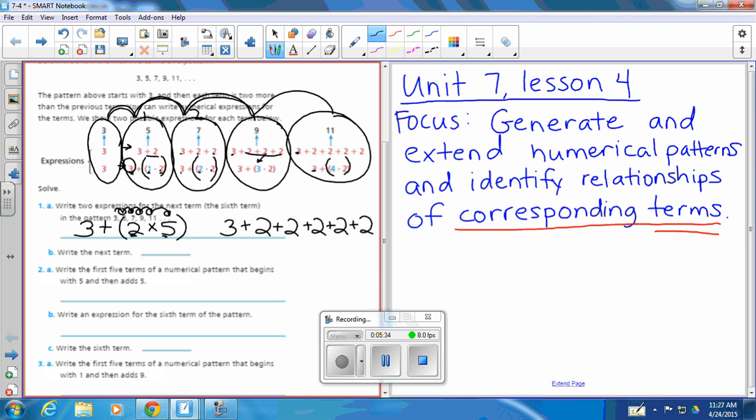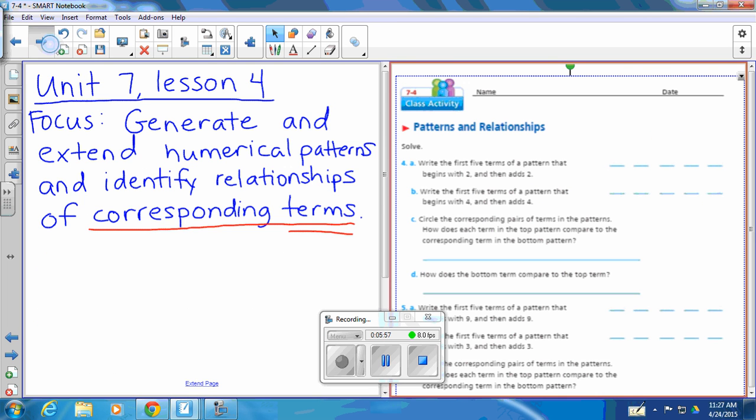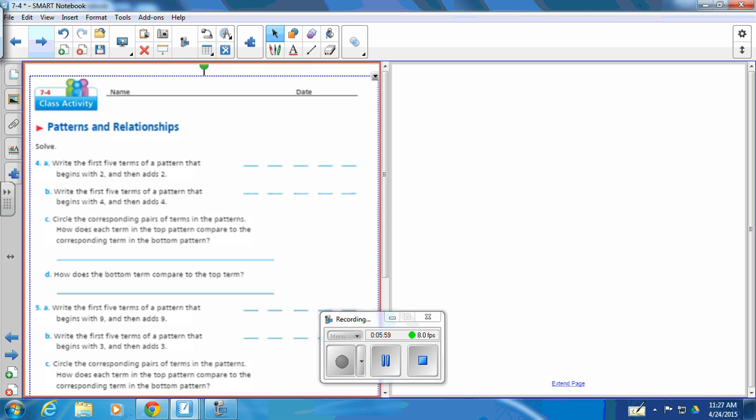Let's look how it would solve. 2 times 5 is 10. 3 plus 10 is, so our next term would be 13. Okay. Go ahead and look at number 4. We're going to skip to number 4. So look at number 4. It says write the first 5 terms of a pattern that begins with 2 and then adds 2. Okay, so we want to begin with 2 and we're going to add 2 each time. So go ahead and fill in that pattern.